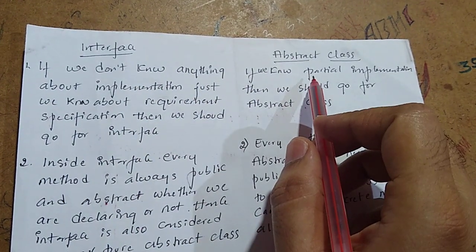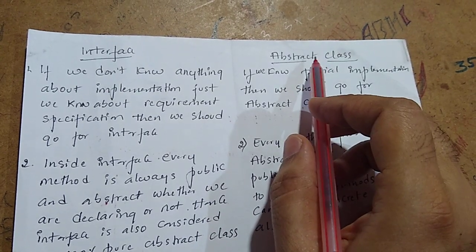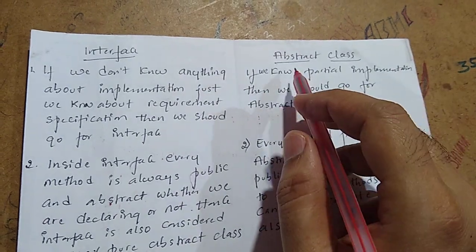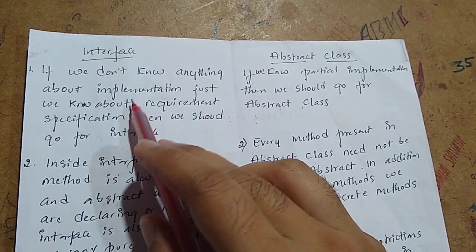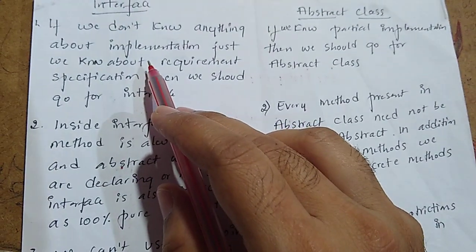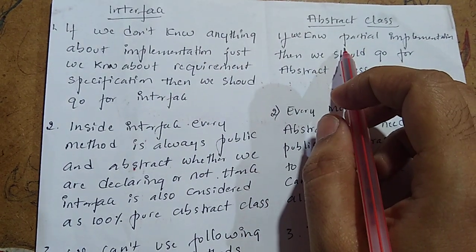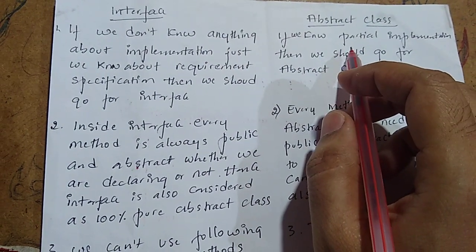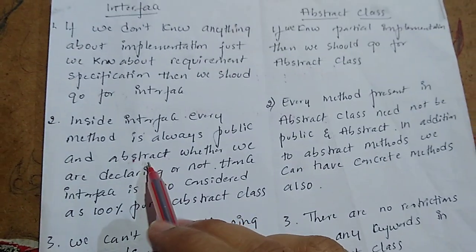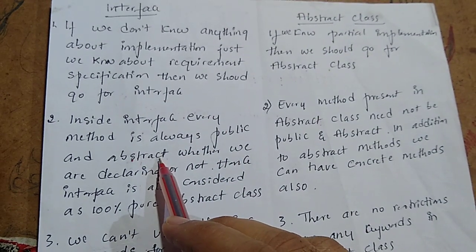And if you know partially about implementation, then you can go for an abstract class. If you know something about implementation, go for an abstract class. If you don't know anything about implementation, not even a single method, go for an interface. If you know about some methods and don't know the implementation of many methods, then go for an abstract class.